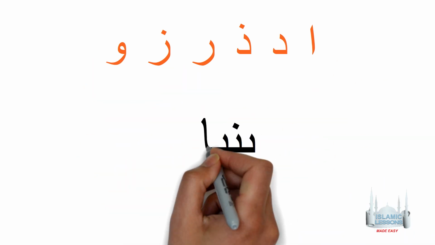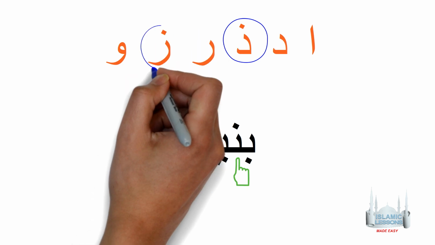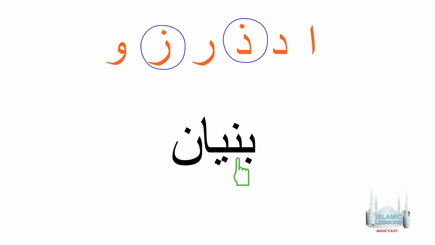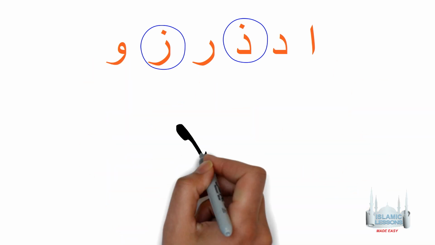If we look at this example, the second letter looks very similar to the Dhal or the Za, but it can't be because the letter is connected. Therefore, it can only be a Noon. Let's look at this example.